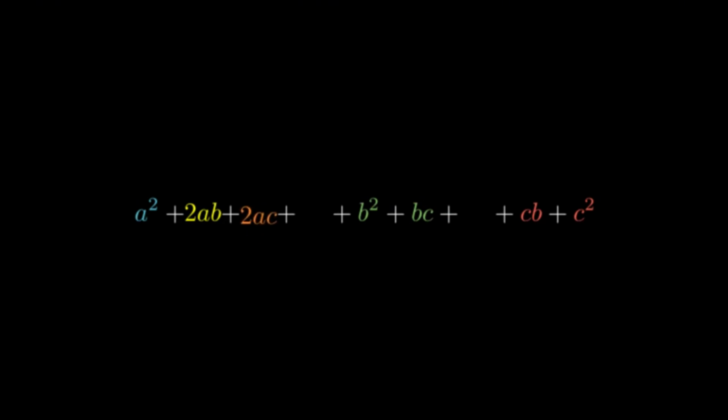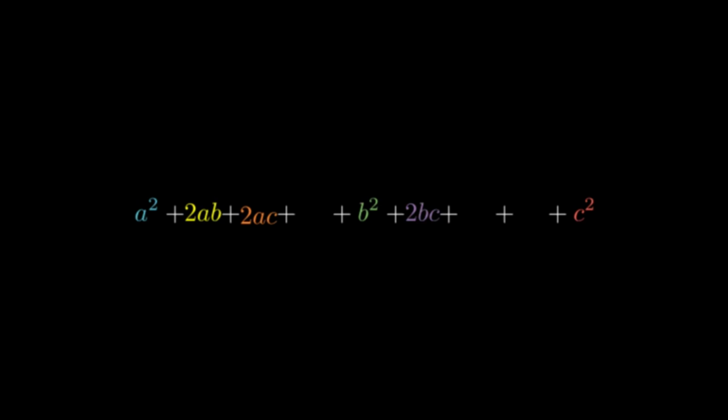Notice the pattern that's forming as we simplify our expression. For our last pair of like terms, let's focus on bc and cb, which I'm highlighting in purple. These two terms are also identical in value because of the commutative property. As expected, b times c equals c times b, so combining these terms gives us 2bc. We've now combined all the pairs of like terms in our expansion.